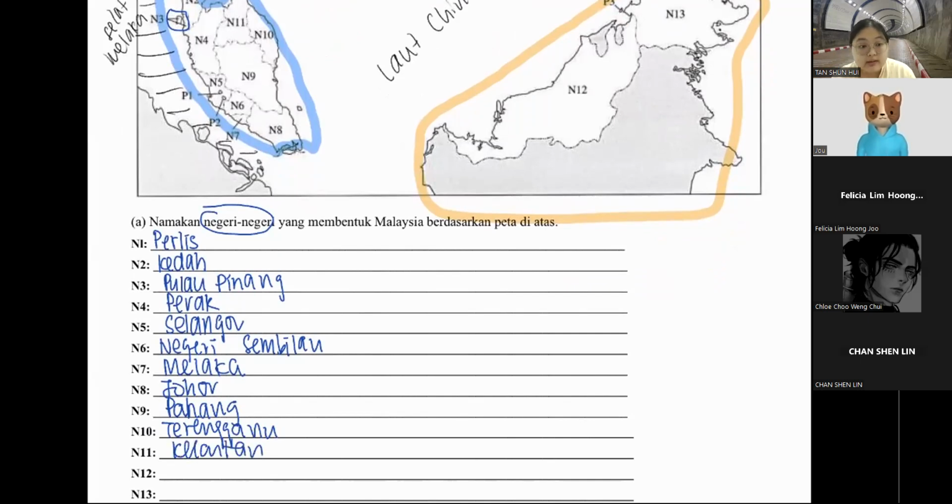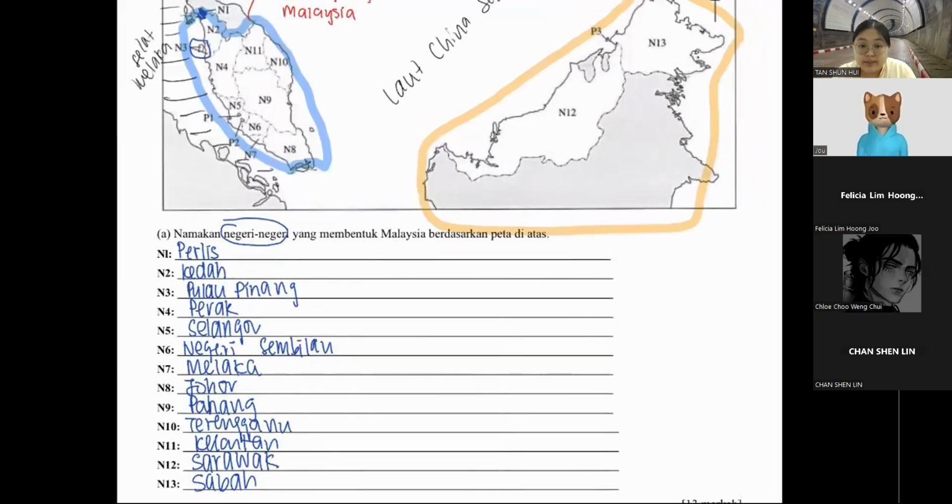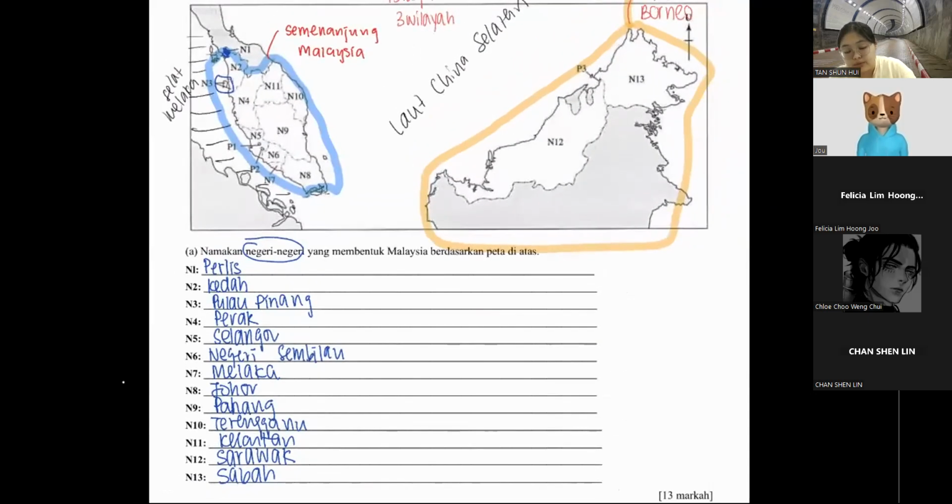All right, Kenya. Now, how about in Pulau Borneo? We have 2 states there, right? 12 is Sarawak, 13 is Sabah. Now, just remember like this. In Pulau Borneo, we only have two of them, right? The Sabah and the Sarawak.